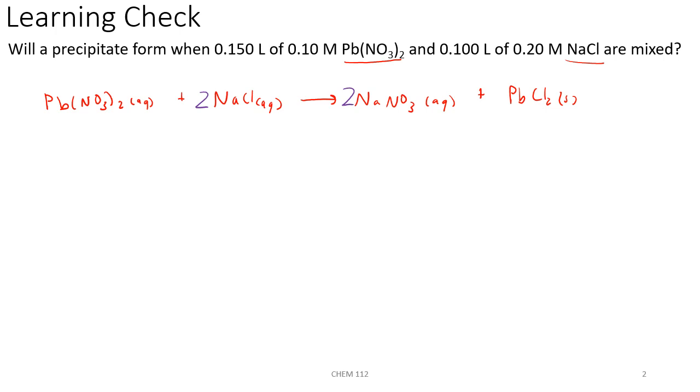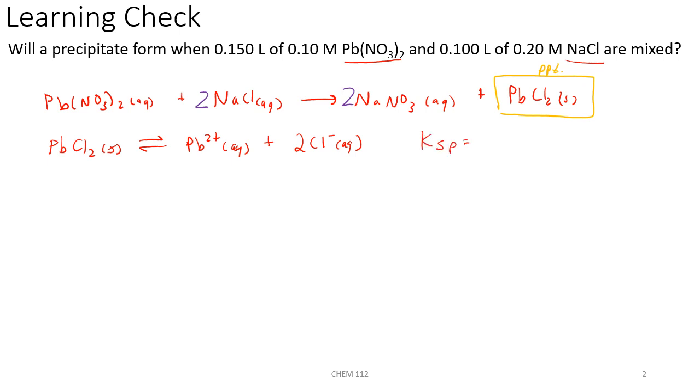Since the lead chloride is the possible precipitate that we could form, we're going to start there now and write our dissociation equation for that slightly soluble salt. So we would have solid lead-2 chloride breaking up into lead ions and 2 moles of chloride ions. Our KSP for this process, we're going to have to look that up because we're going to have to make a comparison at the end. That's equal to 1.7 times 10 to the negative fifth.